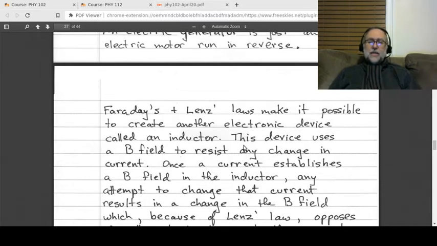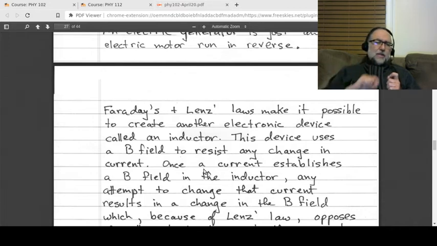Okay, so what is this inductor? An inductor basically is a device which uses a B field to resist a change in a current. And this is sometimes useful in electronics because, if you get a current going, you don't want the current to abruptly shut off. To prevent a current from shutting off abruptly, you use this inductor, which has this B field, which keeps trying to push the current.